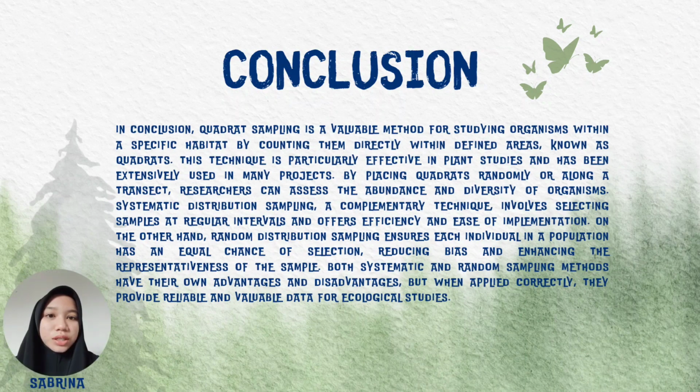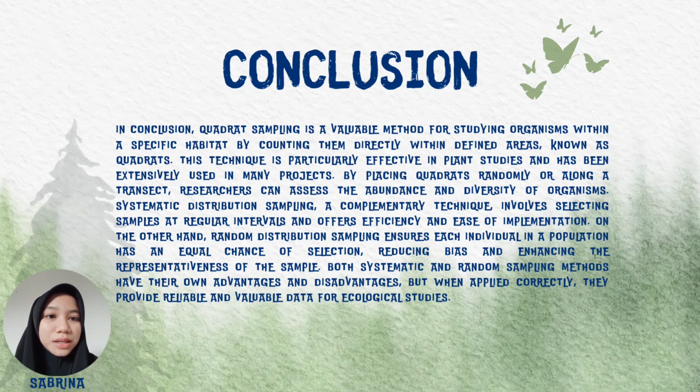In conclusion, quadrat sampling is a valuable method for studying organisms within a specific habitat by counting them directly within defined areas, known as quadrats. This technique is particularly effective in plant studies and has been extensively used in many projects. By placing quadrats randomly or along a transect, researchers can assess the abundance and diversity of organisms.